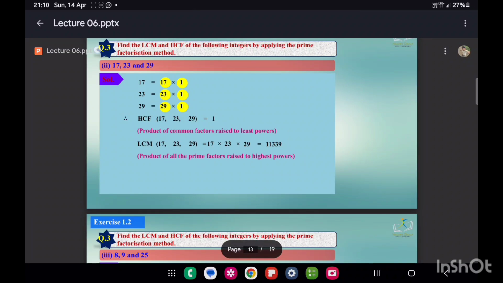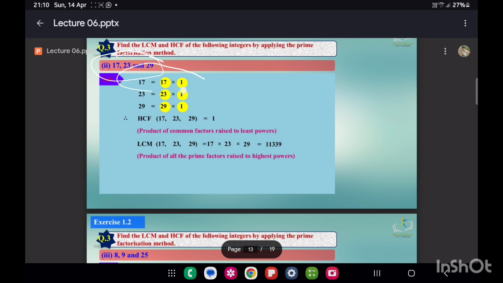Hi dear students. Today we can go for problem solving on finding the LCM and HCF of the following integers by applying the prime factorization method. One of the problems mentions the numbers 17, 23 and 29. It is a repeated question, children, in CBSE exams and boards.